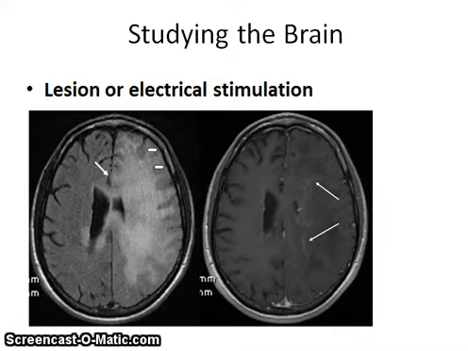Lesioning is when we destroy part of the brain, or at least part of the brain tissue, in order to see how it affects the organism. And then electrical stimulation is doing the exact opposite. So you're stimulating areas of the brain to see how the brain is affected. We do both of these things most commonly in animals, but they can be done in humans as well.